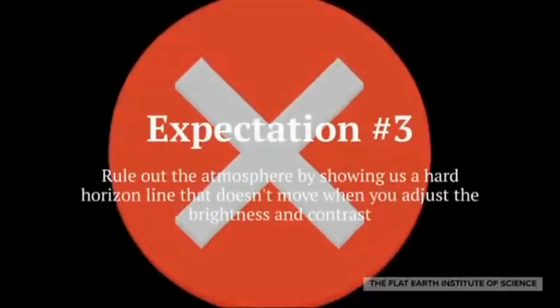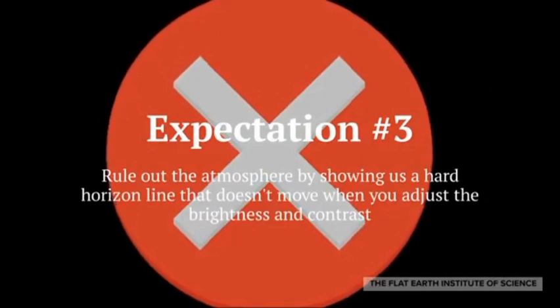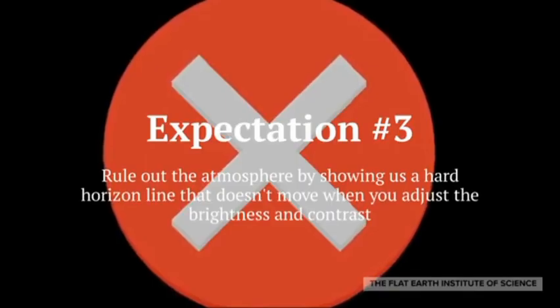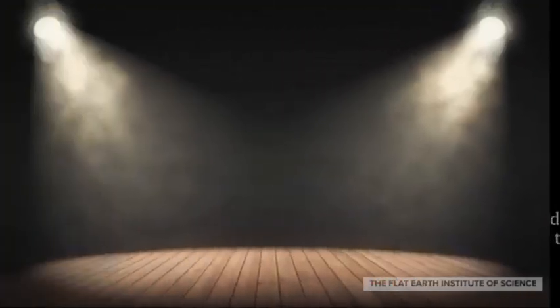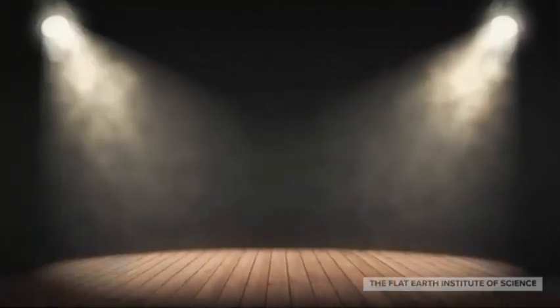So here Mr. Sensible failed expectation number 3, ruling out the atmosphere by showing us a hard horizon line that doesn't move when you adjust the brightness and contrast. Although, you should also keep this in mind.